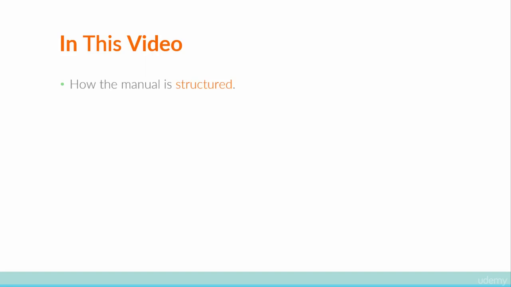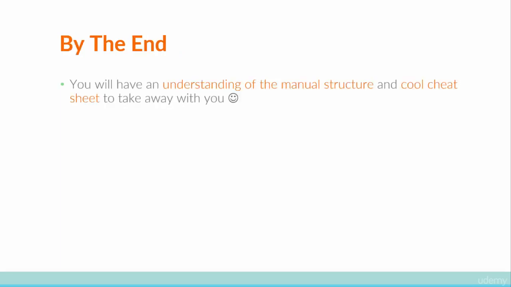Now, because the manual is massive, having an understanding of the structure behind it is going to make it so much easier to navigate, because then you'll know not only what is available in the manual, but also where to look for it. So by the end of the video, you'll have an understanding of the manual structure and which sections are probably going to be most important to you, and you'll also have a cool cheat sheet to take away with you that pretty much has all the notes and all the top information from this video. So that's quite exciting. So let's go ahead and jump right into it.